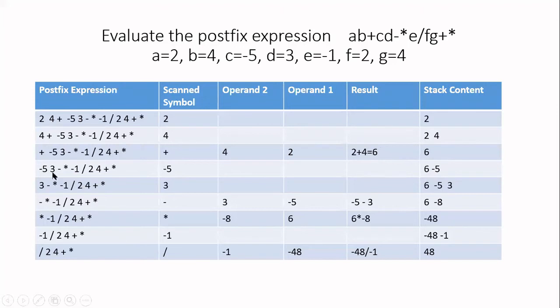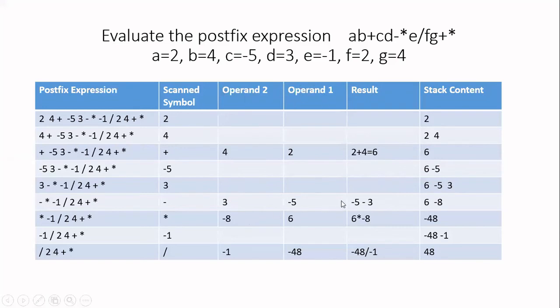Next, I'm going to scan the next symbol, that is 3. 3 is again an operand. So I'll be pushing it onto the stack. Then I'm going to scan the next symbol, that is minus. Okay, so this minus is a binary operator. So you pop 2 operands from the stack. First operand is 3. Second operand is -5. But remember, whatever you are popping first, that will be operand 2 only. Okay, don't make a mistake here. If you write this, you will be proceeding correctly.